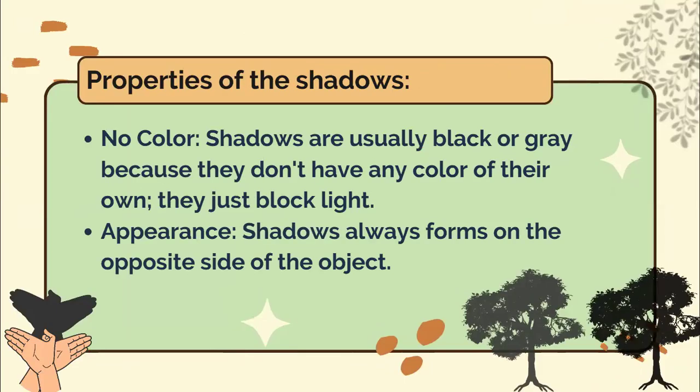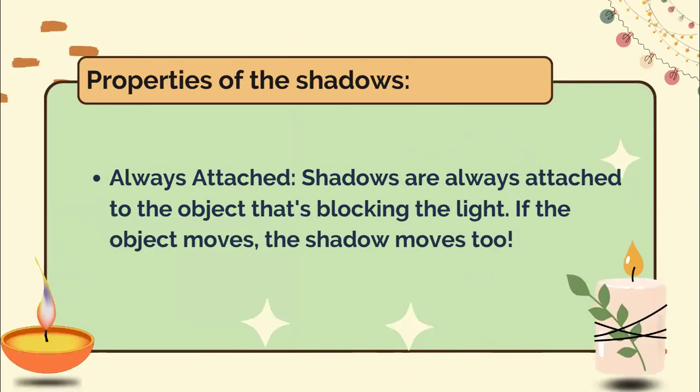Properties of shadows, part 2. No color. Shadows are usually black or gray because they don't have their own color and they just block light. Appearance. Shadows always form on the opposite side of the object. If you're standing on the right side of the light source, then your shadow will be formed on your left. Shadows are also always attached to the object that's blocking the light, the opaque object. And if the object moves, the shadow also moves.